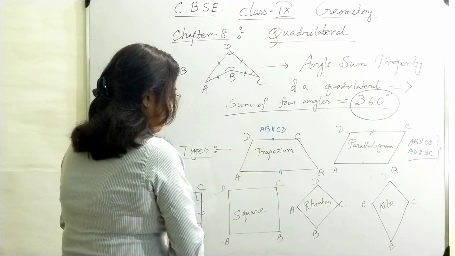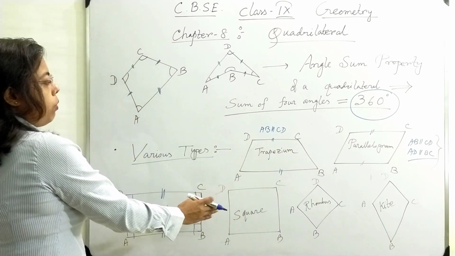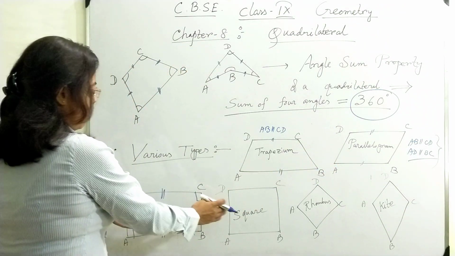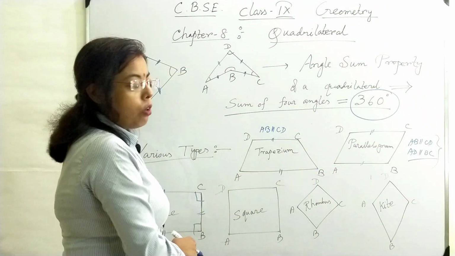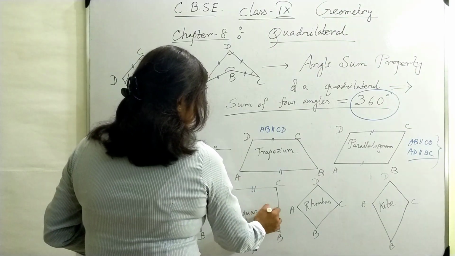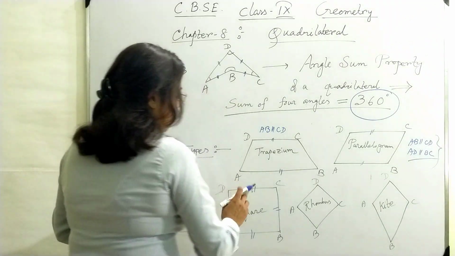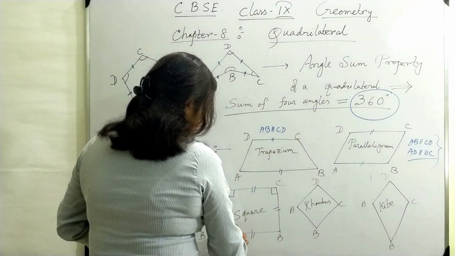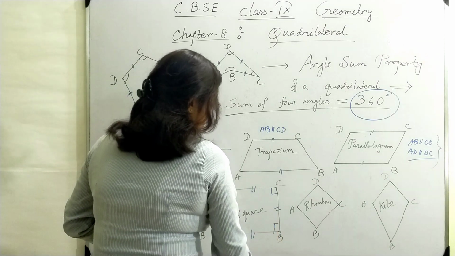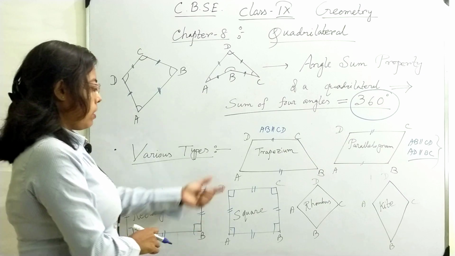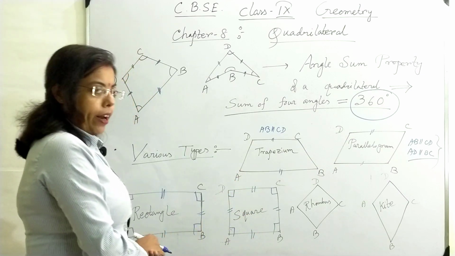And here is a square. This is also a special case of a parallelogram. Rather, you can say that this is a special case of a rectangle also. Why? Because all four sides are equal. In a square, we can see that all four sides are equal and all its angles, meaning each angle, should be 90 degrees. This is the feature of a square.